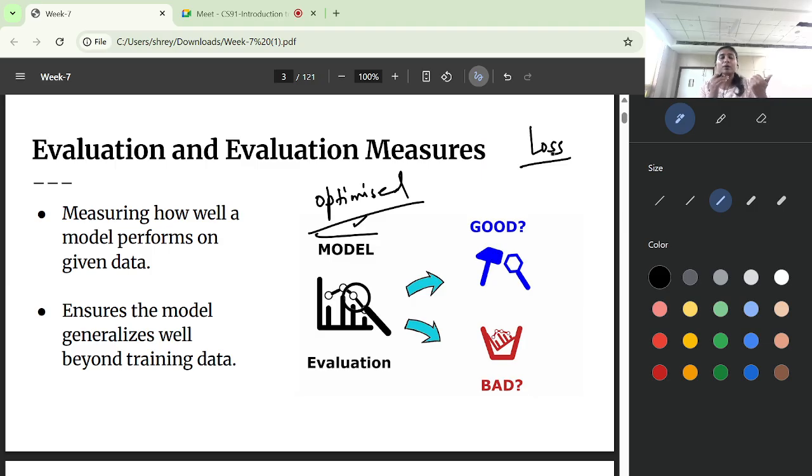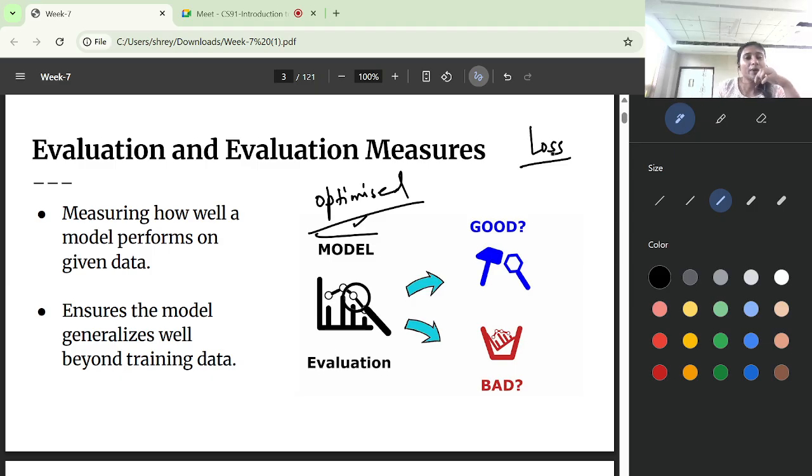Let me give you one example. Let's say you, as an individual, are a model. When you come here in the first class and I take a test, the output of the test is your evaluation measure, your evaluation criteria. Using that, you are optimizing yourself. If the same criteria is used to optimize, then we can say that evaluation and loss are the same. Otherwise, they can be different also. We will see where it can be different and where it can be the same.